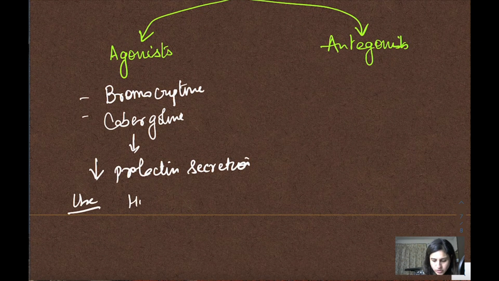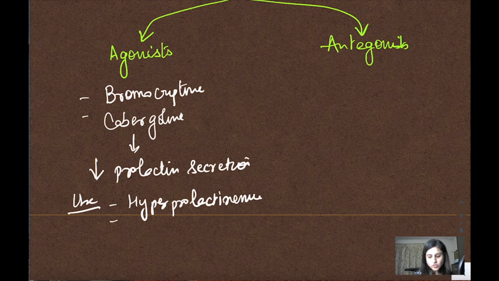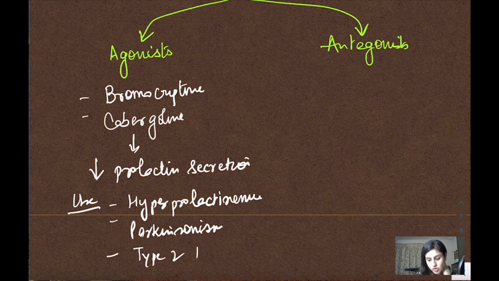Again, they can be used in hyperprolactinemia. They have been found to be effective in Parkinsonism because they are dopamine agonists. Then they have been found to be effective in type 2 diabetes mellitus, right? Now coming to the antagonists.